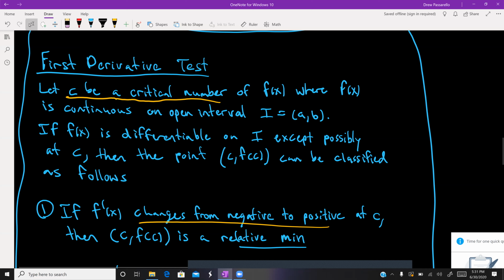So the whole function needs to be differentiable on the interval except possibly at c, just based on the definition of critical number. So its derivative might not exist at c. All right, most of the time it's going to be equal to 0. Then the point c comma f of c can be classified as follows. So you have a critical number, the function is continuous, it's differentiable, it might not be differentiable at c, but at that point, c comma f of c, it can fall into three scenarios.